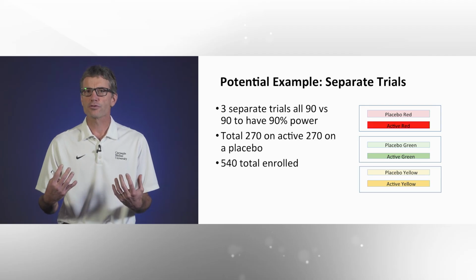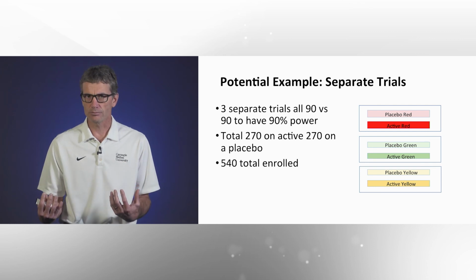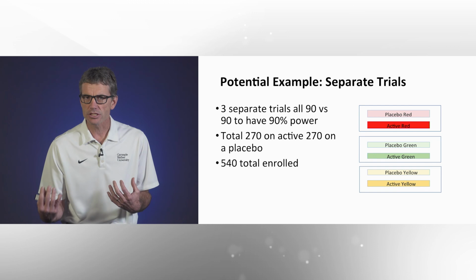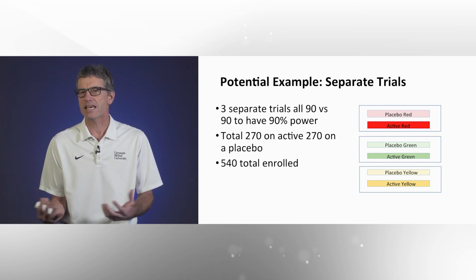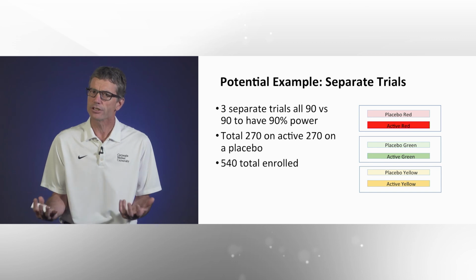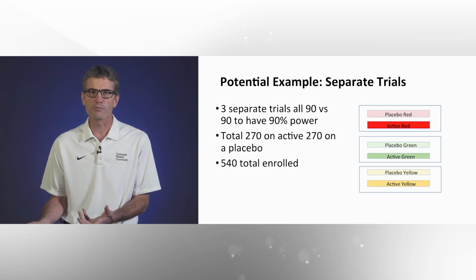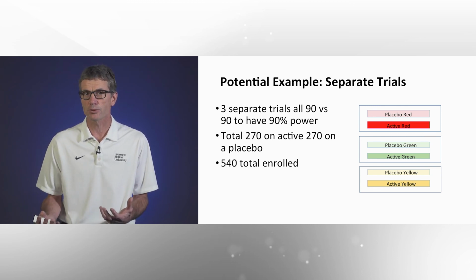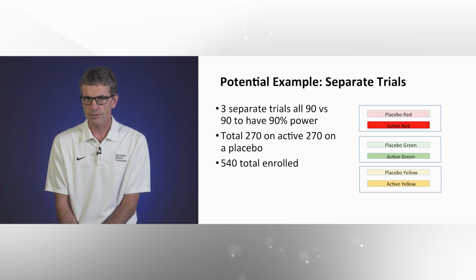Here again are 3 separate trials for red, green, and yellow. Each one of them individually enrolling 90 patients on active, 90 on placebo, and let's consider them as having 90% power in their individual trial. Globally, we enroll 540 patients, 270 on active and 270 on placebo. That's what the global look at the separate trials is.